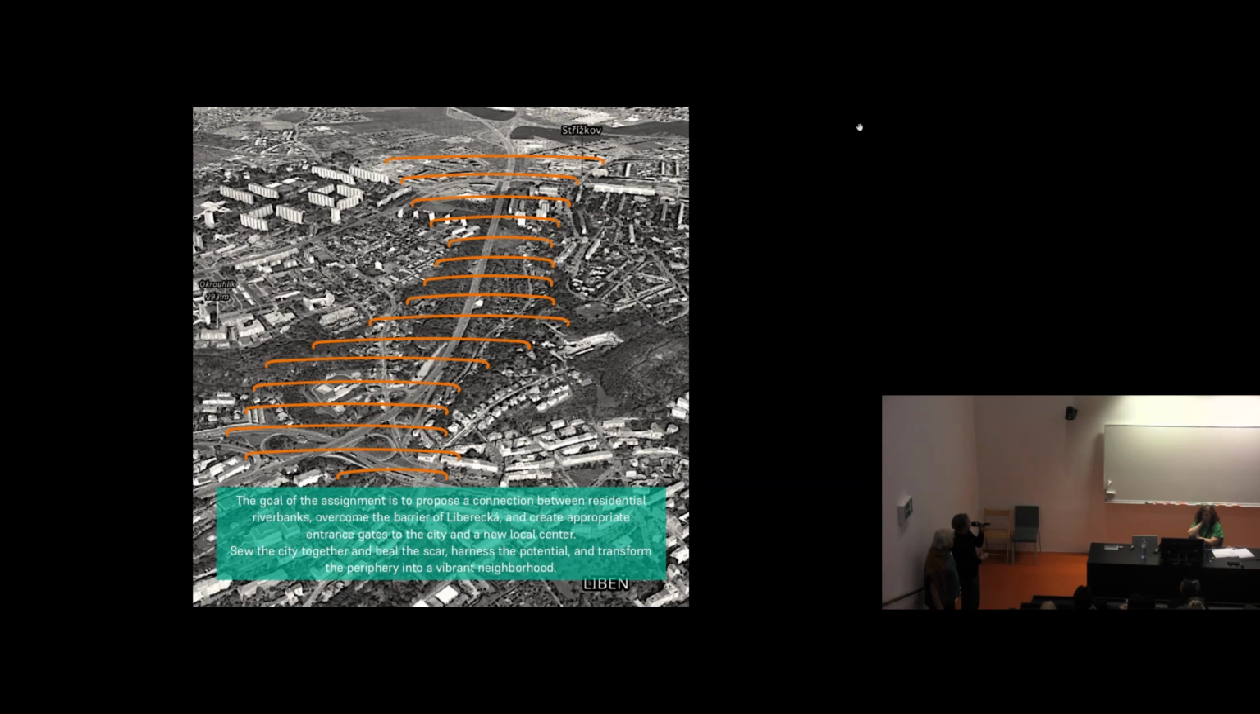And what will we do? The goal of the assignment is to propose a connection between residential riverbanks, as we call it, and overcome the barrier of this highway, and create appropriate entrances to the city and a new local center in this down position. So what we do is sew the city together and heal the scar after this barrier, and use the potential and transform the periphery into a vibrant living neighborhood.